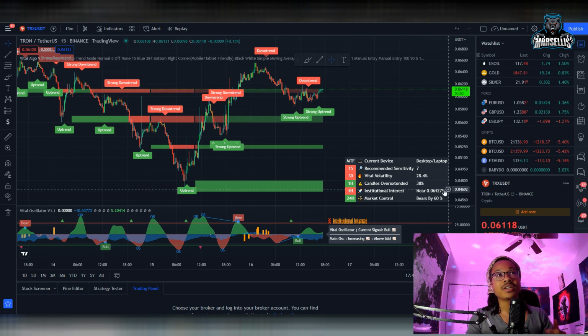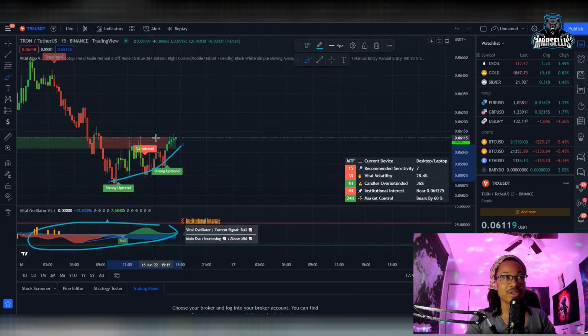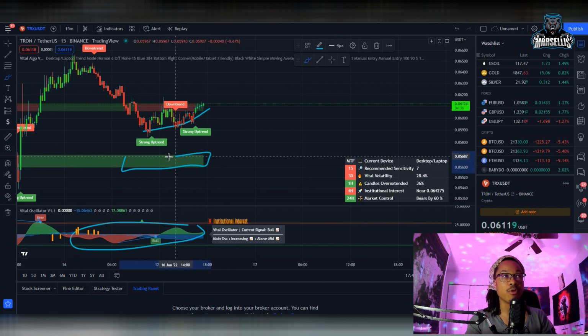So the first thing I want to talk about here with Tron is our oscillator. You can actually see here on the bottom, it shows that we had that bullish movement, which is this little movement right here. Not much buying, and it looks kind of like we're getting rejected over here. Whenever you see these green lines here, it's pretty much supply and demand of more demand, in the red area, supply and demand of less demand.